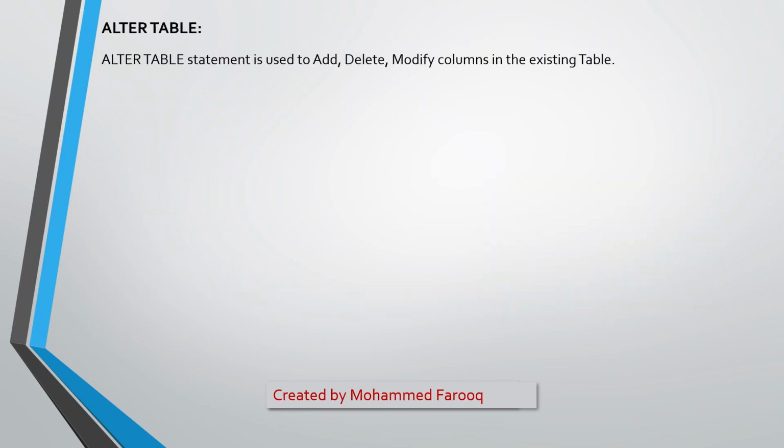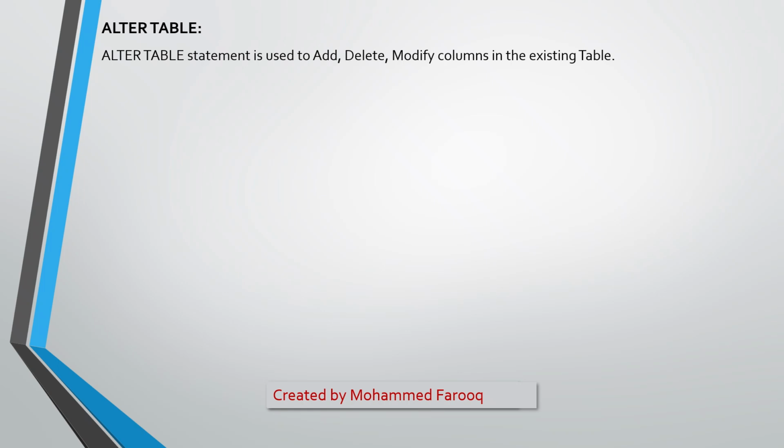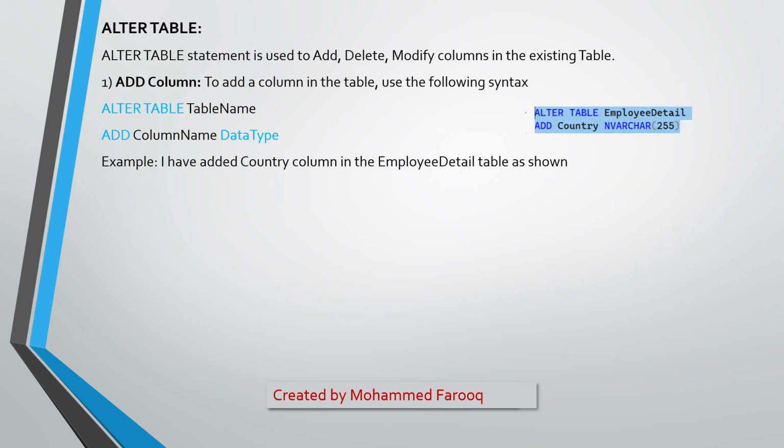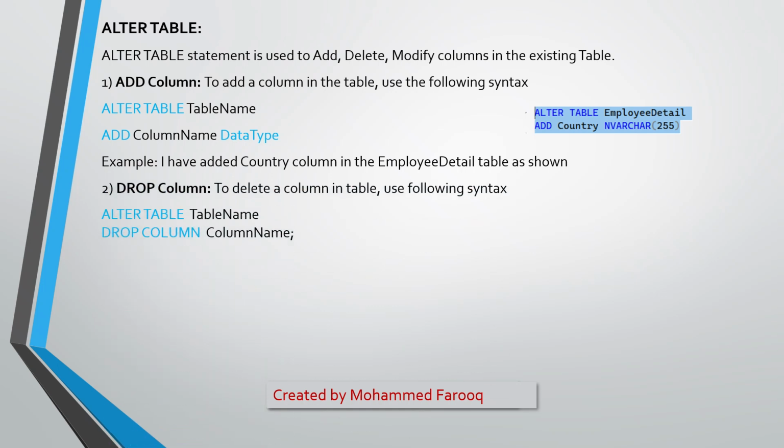Alter table. The ALTER TABLE statement is used to add, delete, modify columns in the existing table. Add column. To add a column in a table, use the syntax ALTER TABLE table name ADD column data type. Example: I have added country column in the employee detail table as shown. So this will add the country column in the employee detail table.